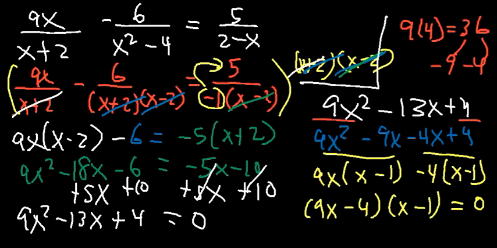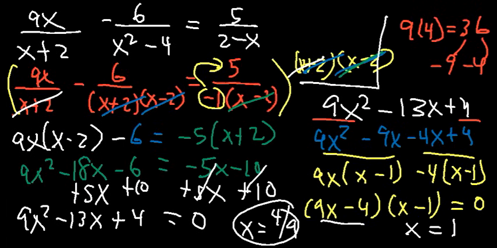So if you set x minus 1 equal to 0, when you solve it, you'll get x is equal to 1. And if you set this equal to 0, you'll get x is equal to positive 4 over 9. You move the 4 to the other side, and then you divide by 9. So those are the two answers for this particular problem.